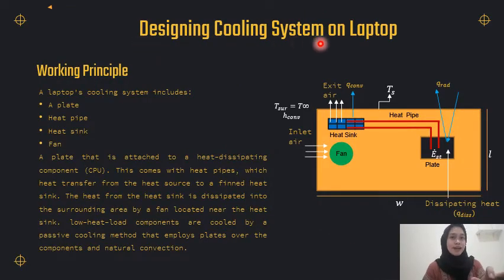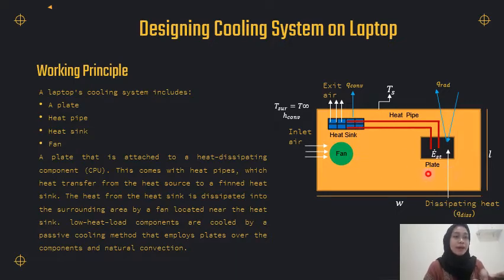First is the designing cooling system on a laptop. First is the working principle of the cooling system. Basically, there are two kinds of the cooling system that are mostly used, which are liquid cooling system and air cooling system. A laptop's cooling system includes a conducting plate, heat pipe, a heat sink, and a fan.